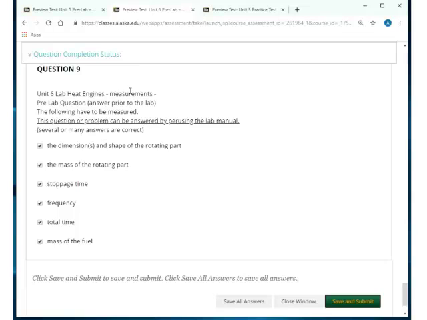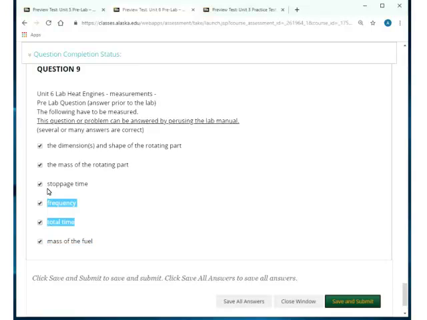Measurements for the heat engines. Turns out that actually these 2 here, the dimensions and shape of the rotating part and mass of the rotating part, are probably given in the lab manual already. So they still have to be determined, but I did it for you. And the mass of the fuel, respectively, what else we need to determine, you will see that needs to be done ahead of time anyway at the beginning of the lab.